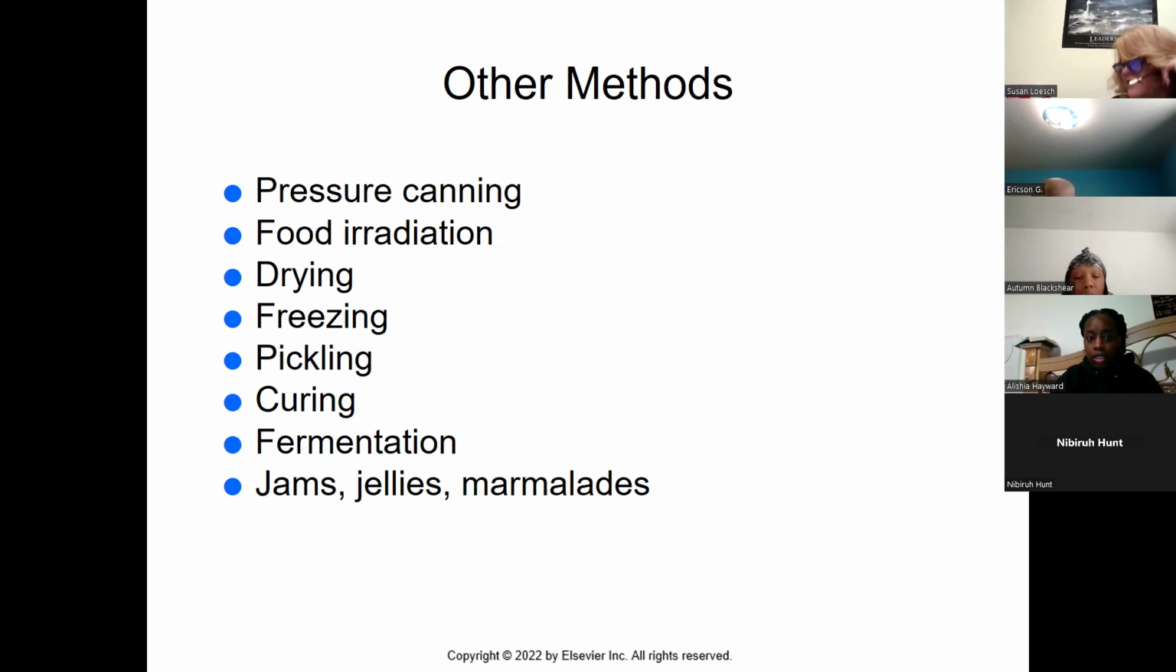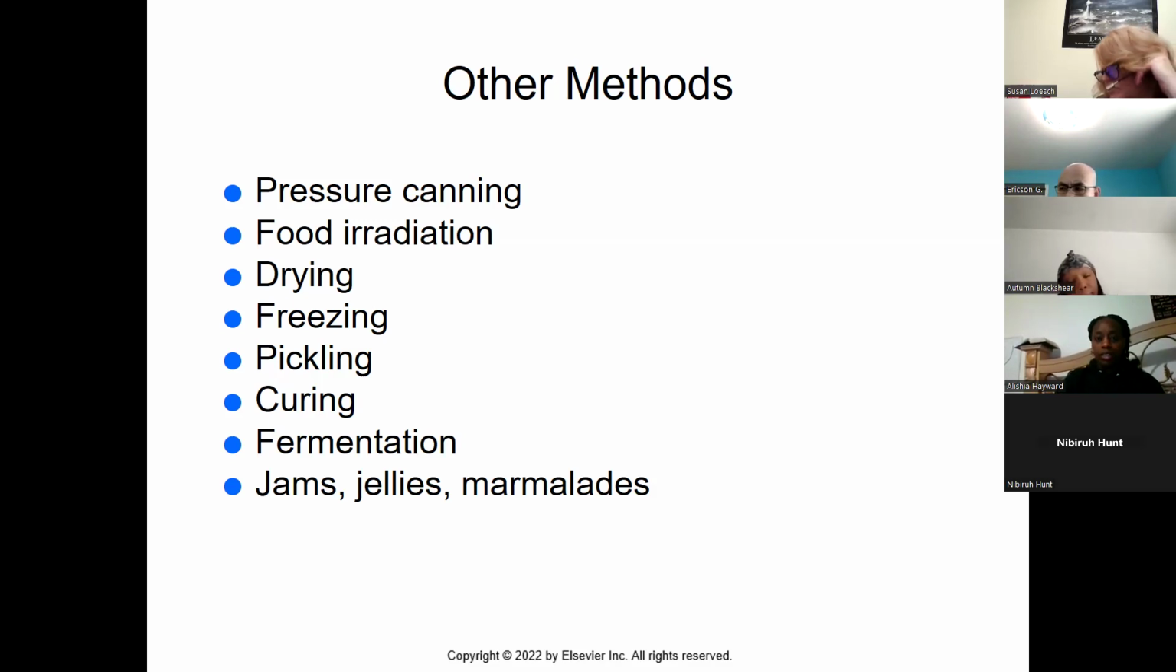Freezing will inactivate the microbe. What happens when we thaw it? Can the microbe return? Yes. Curing is the addition of salt and sugar or nitrates to preserve flavor and color. And then salt also inhibits microbial growth by plasmolysis. So it's going to break it down.